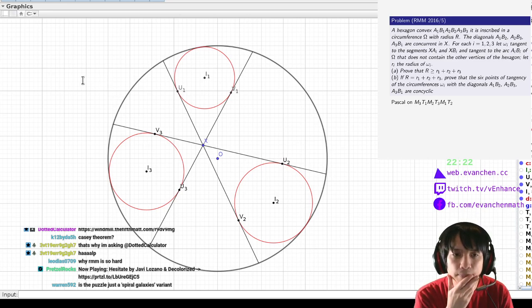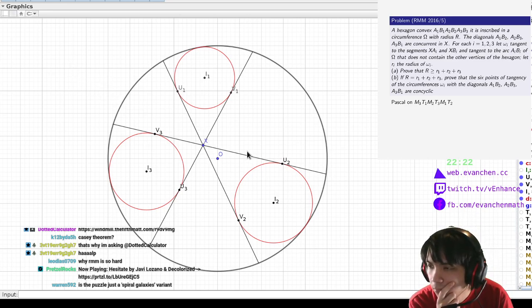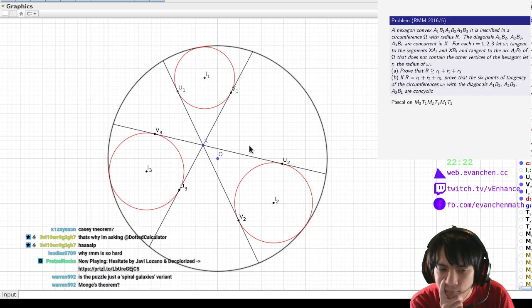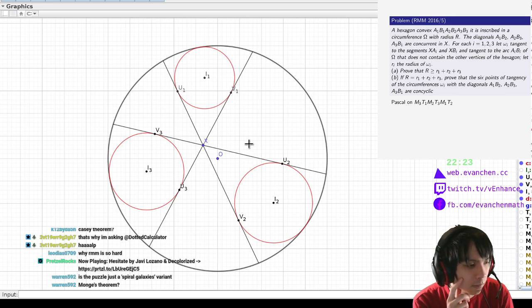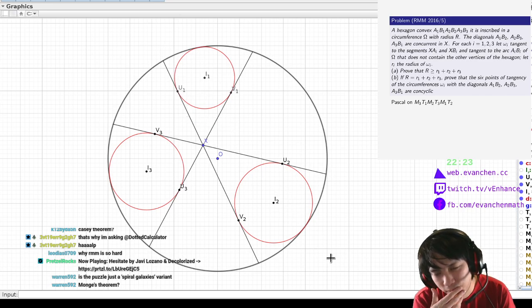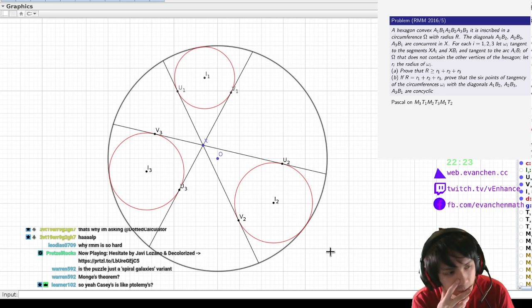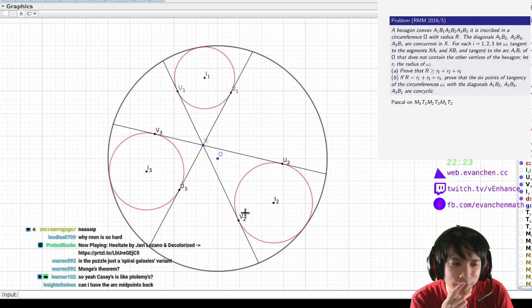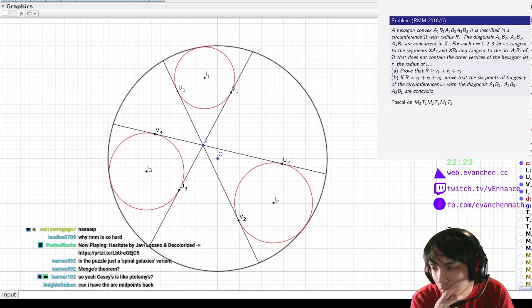Casey's theorem. Munch? What does Munch do? I see the external tangents, I guess, but like... Yeah, Casey's is like Ptolemy's, where in this... Can I have the arc midpoints back? Sure.